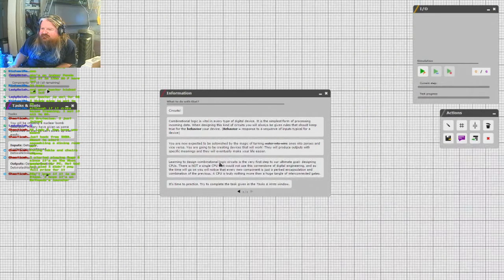Learning to design combinational logic circuits is the very first step to our ultimate goal, designing CPUs. There is not a single CPU that would not use this cornerstone of digital engineering. And as time goes on, you will notice every new component is just a perked encapsulation and combination of the previous. A CPU is truly nothing more than a huge tangle of interconnected gates. It's time to practice. Try to complete the task given in the task and hints window.